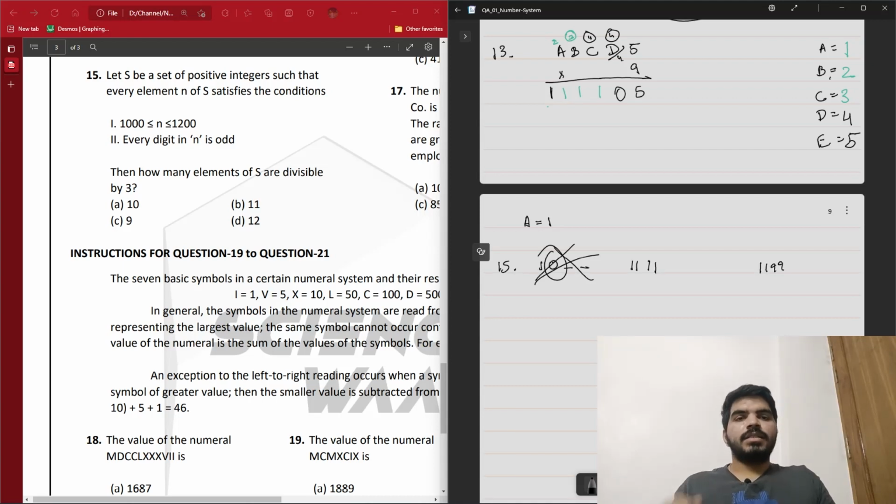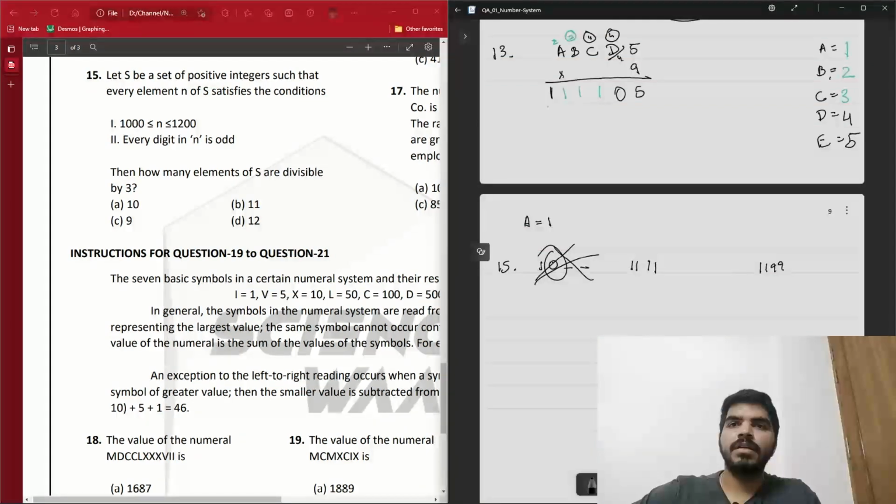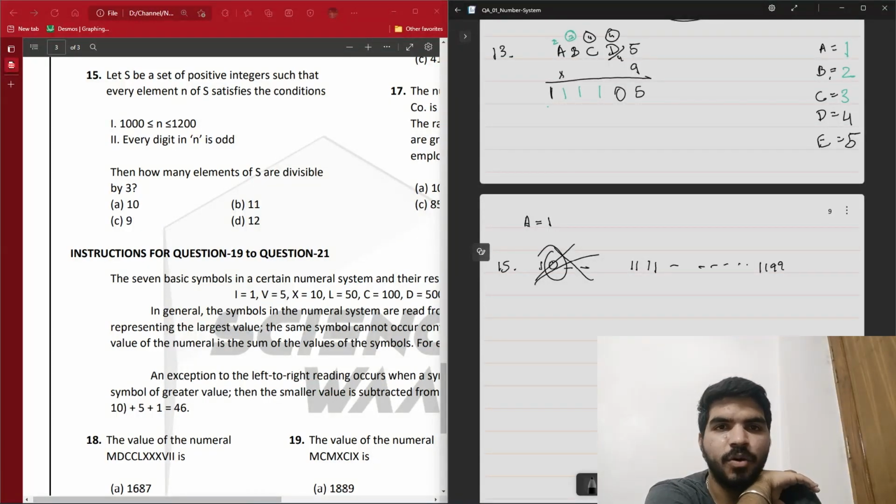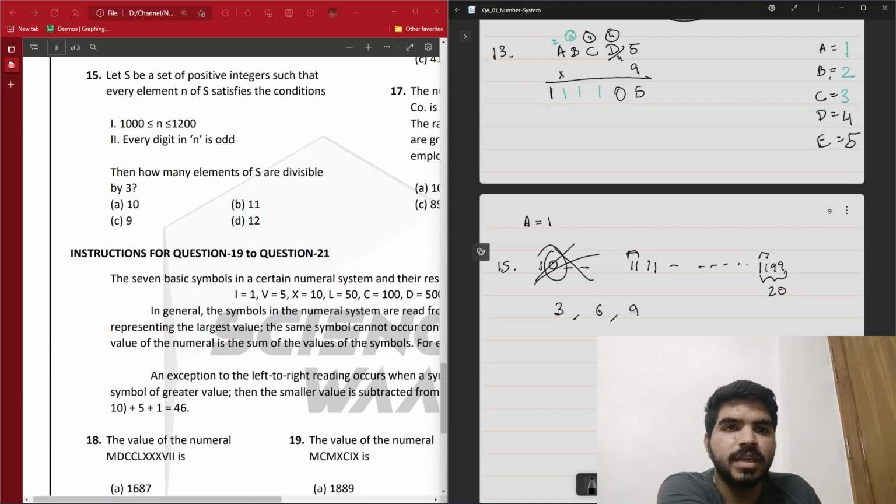1199. Here's the thing, for a number to be divisible by 3 in this series, and it should be odd, the sum should be divisible by 3, and in this entire range, the only number with the highest sum is 1199 itself. Sum is 20. Given that these two positions, 1 and 1, are fixed, the sum should have been 3, 6, 9, 12, 15 and 18.